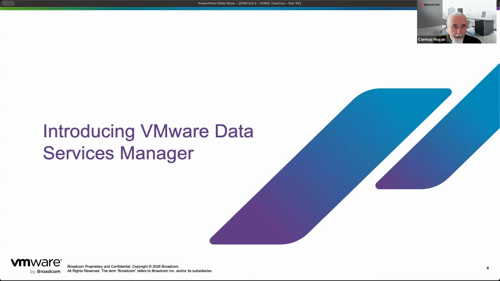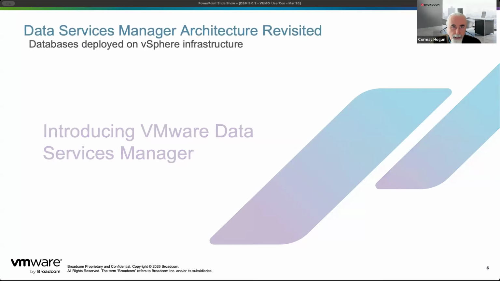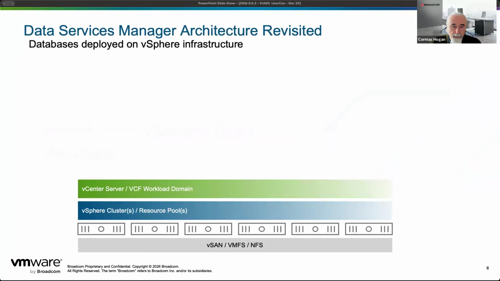Okay, so let me give you an introduction to DSM. So we're going to start with the basic building blocks. Obviously, you have your vSphere infrastructure built into a vSphere cluster. You will have some vSphere storage, whether that's vSAN, VMFS, NFS, whatever the case may be. Some networking as well. We support distributed port groups with a distributed switch, but you can also use NSX.